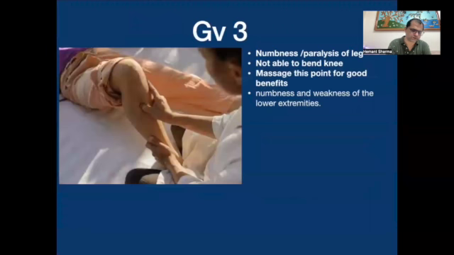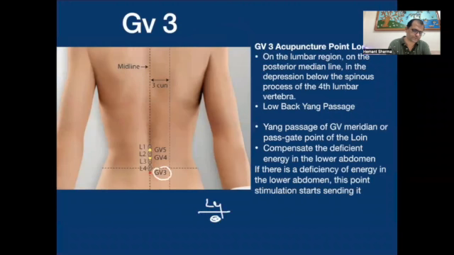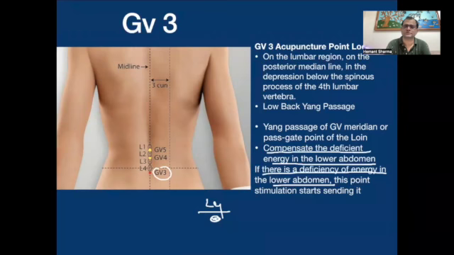So governing vessel 3 is a very important point. I can tell you governing vessel 3 is the point doing the compensation of the deficient energy in the lower abdomen. What is the meaning of that? If there is a deficiency of energy in the lower abdomen because of any reason, we can stimulate this point and send the energies.